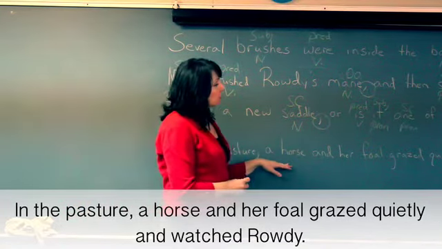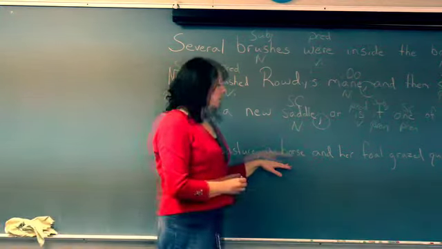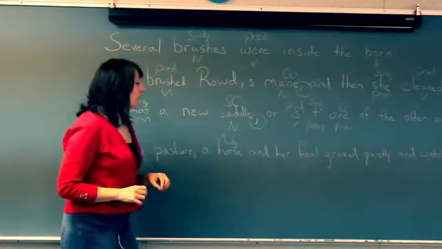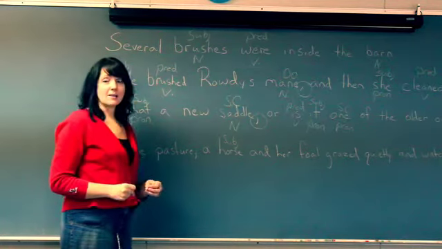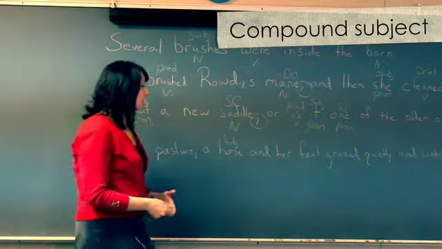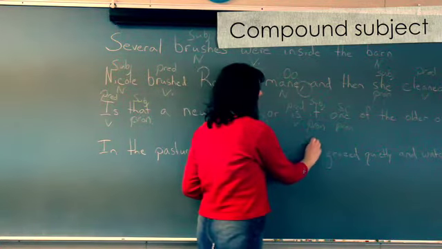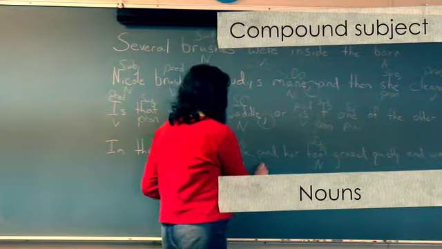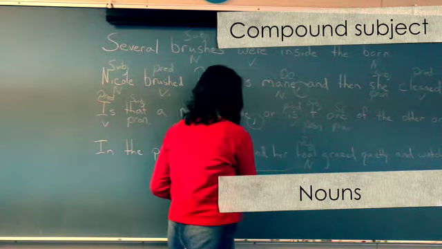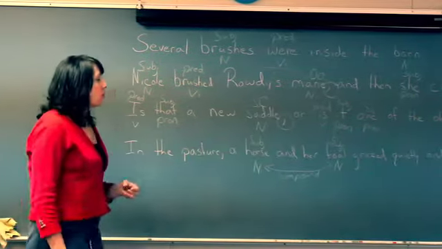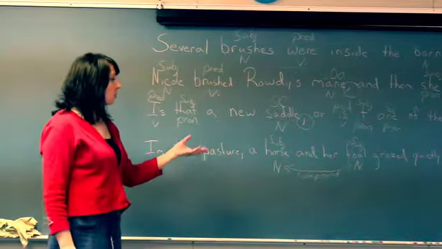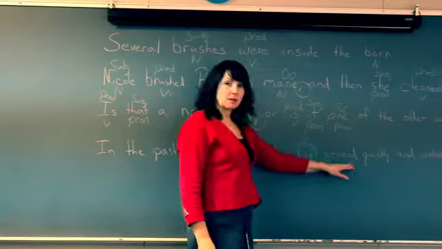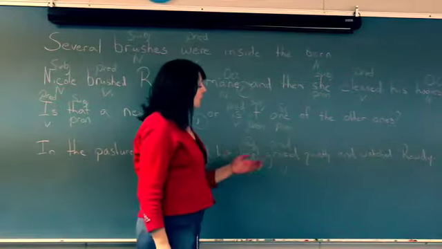"A horse and her foal grazed quietly and watched Rowdy." So our subject here is horse. And where a lot of my students get confused is not realizing that we actually have a compound subject here, because foal is the other one. Okay, so both of these are nouns, and this makes it a compound subject. Now we have to look for the predicate of this compound subject, horse and foal. And so then we look over here, and we see grazed. That is a verb. And then we continue on.